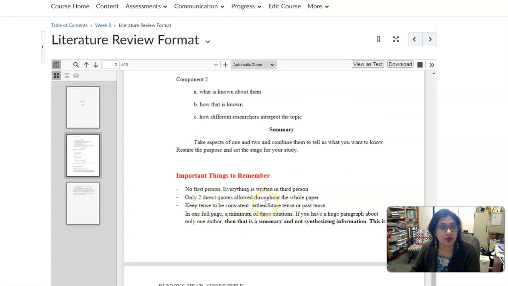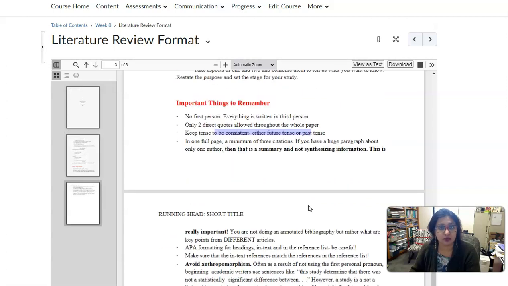Some things to remember: no first person, no I, me, you, we, none of the first person. Okay, everything is written in third person. You are only allowed 2 direct quotes throughout the paper. Remember to have page numbers for those direct quotes, but only 2. Keep the text consistent, future tense, past tense. Most literature reviews are written in past tense. Do it in past tense. It's the easiest to do, but past tense needs to be throughout. No switching to present tense or future tense.